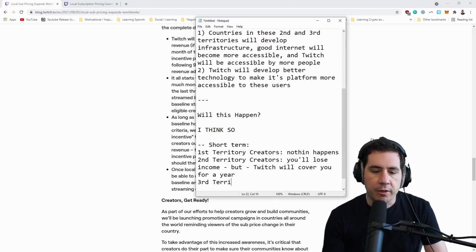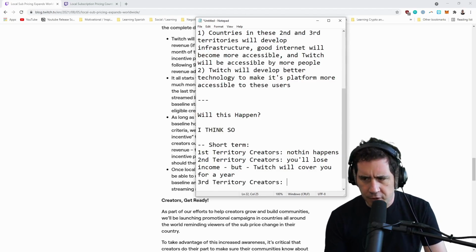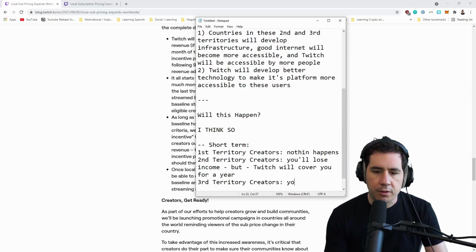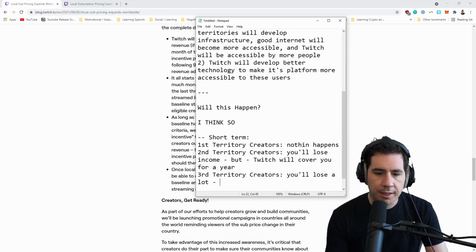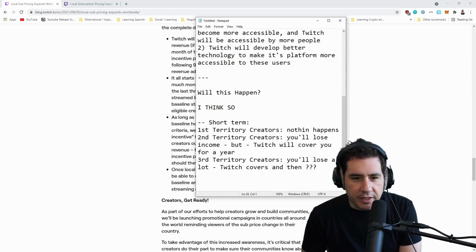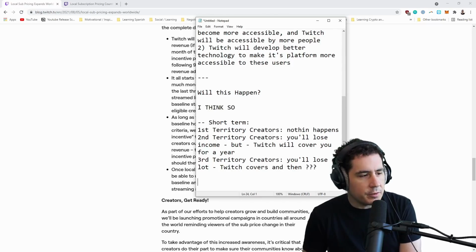For third territory creators, of which there are pretty few, because to be able to broadcast out of a third territory is uncommon, but as time goes on will become more common, you'll probably lose a lot. Twitch covers you, and then who knows, right? Same problems as second territory. Hard to say. So the thing to do for streamers here is to diversify as much as possible your income streams.